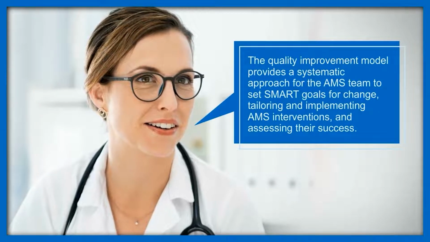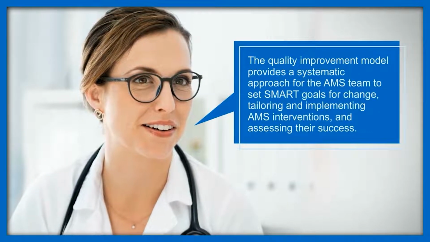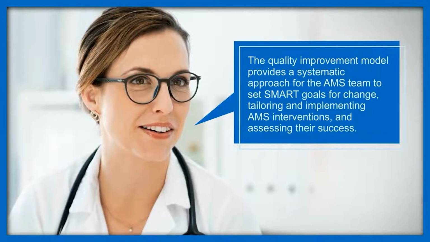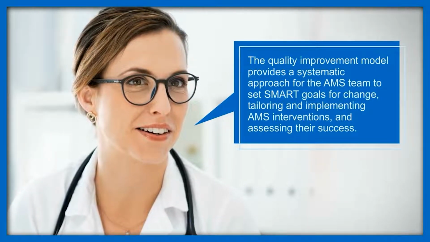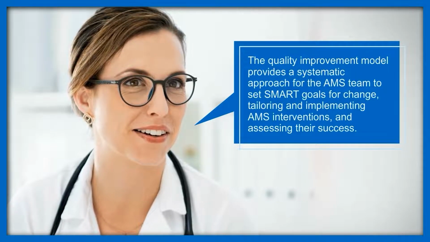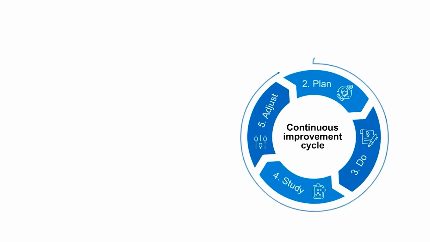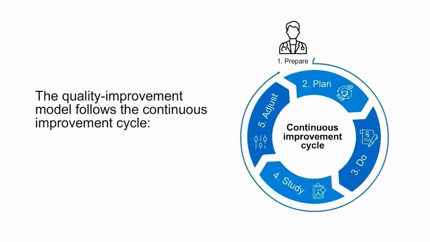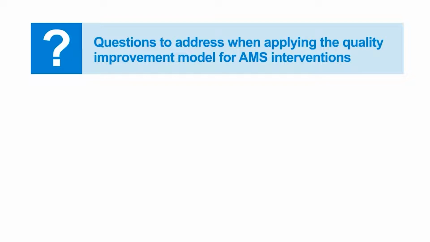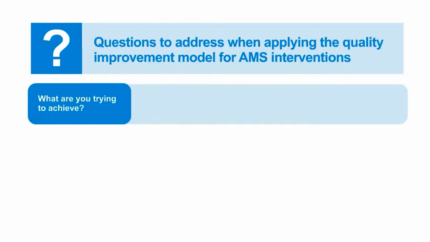The Quality Improvement Model provides a systematic approach for the AMS team to set SMART goals for change, tailoring and implementing AMS interventions and assessing their success. The Quality Improvement Model follows the continuous improvement cycle: plan, do, study, adjust and repeat. Here are some of the key questions to address when applying the Quality Improvement Model for AMS interventions. What are you trying to achieve? Set a goal for change in antibiotic use that is SMART.